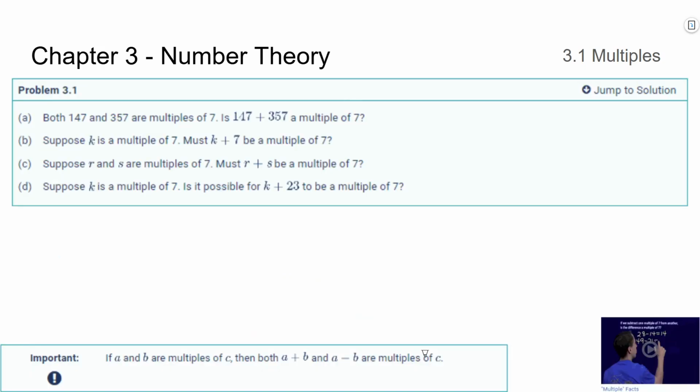Okay, jumping into problem 3.1, go ahead and pause this and see if you can come up with answers to these questions here, and then we'll go over them.